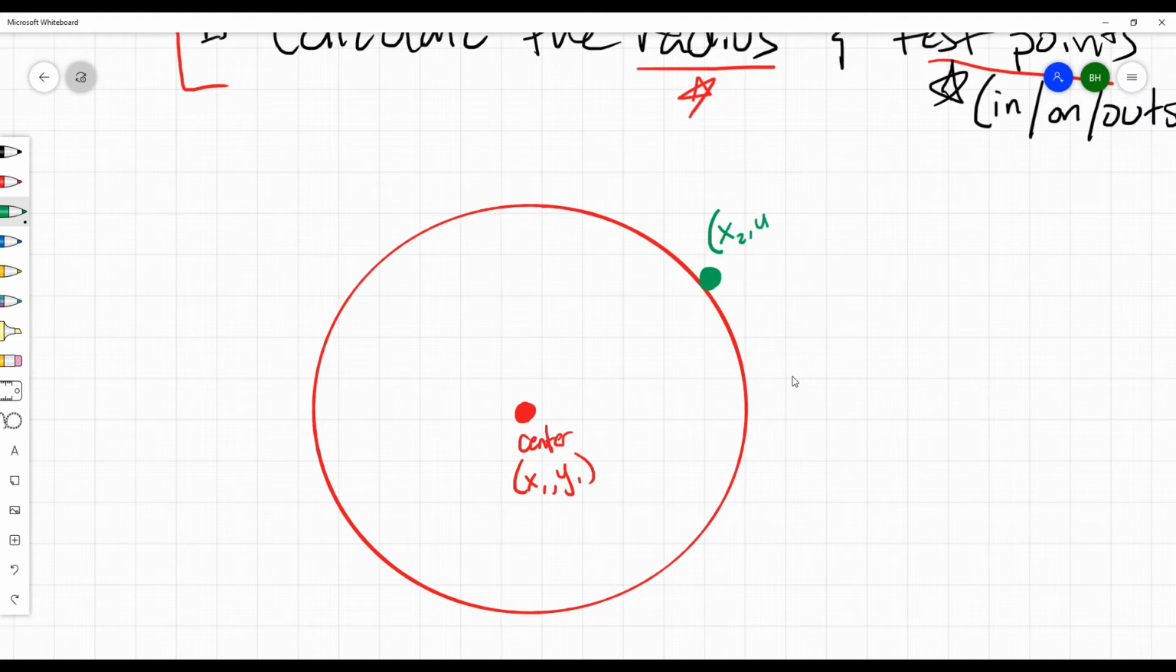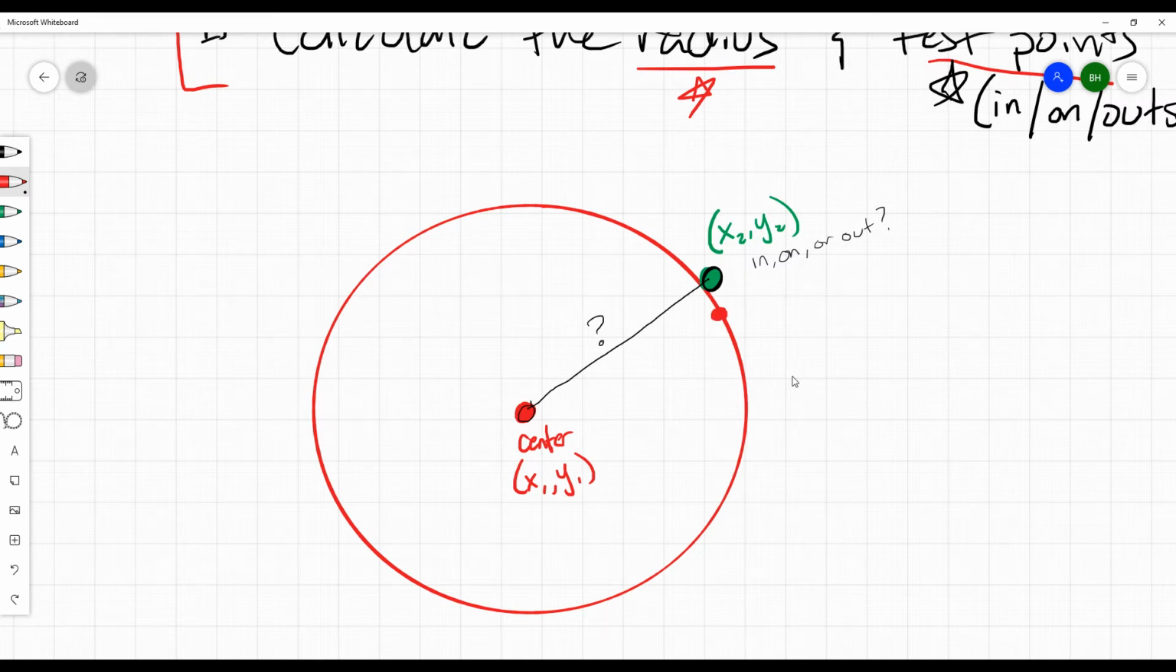This is x2, y2, just arbitrarily, and I want to see whether or not this point here is in, on, or outside of the circle. So I'm going to make a little note: in, on, or out. Because I can't trust the graph that I drew, I'm going to find the distance between those two, and that'll give me some value. I'm going to put a little question mark.